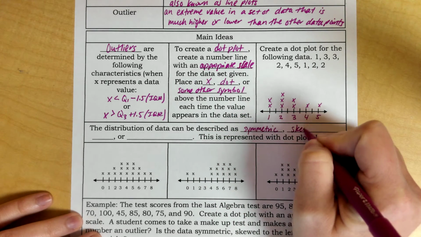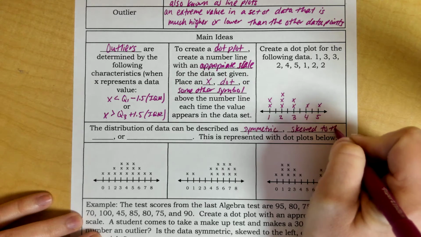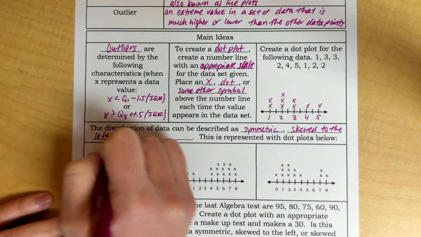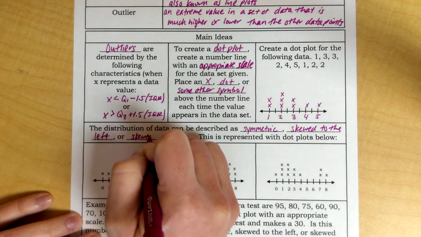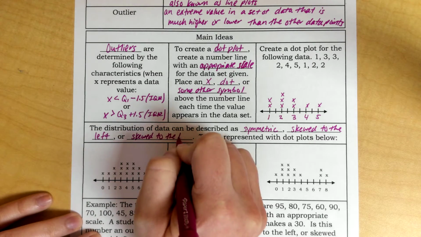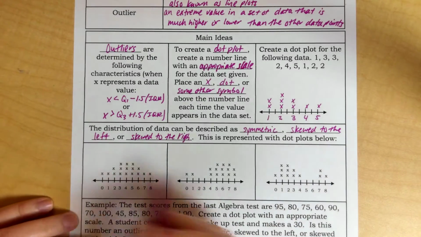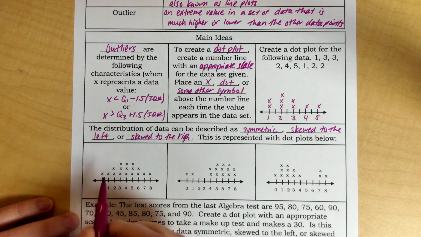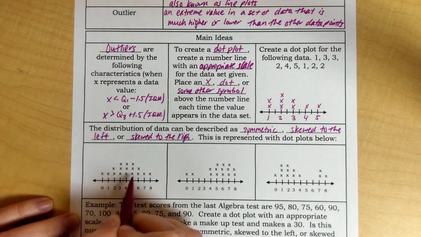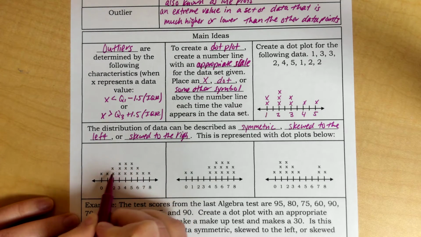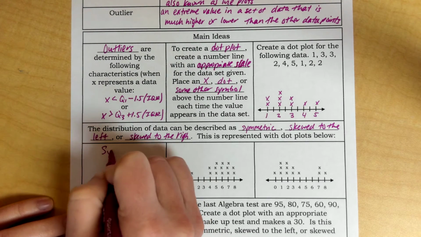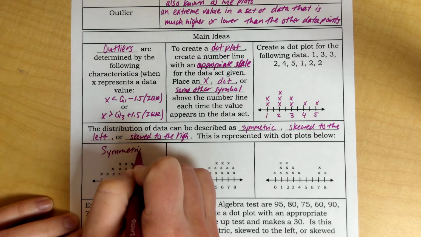Okay, it can be skewed to the left, or it can be skewed to the right. There are 3 representations of that here below. So this first one, notice it's nice and even. The majority of the numbers are here in the middle, and then there's a few to the outside. So this is considered symmetric.